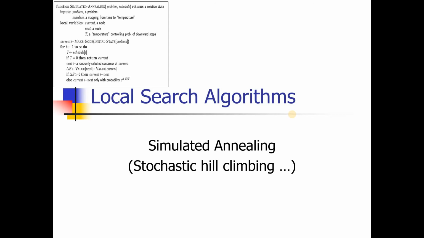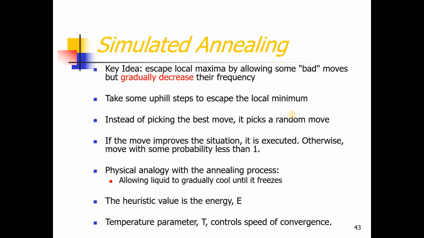For that purpose, we give a little bit of modification in hill climbing. This modification we call stochastic hill climbing. Stochastic, you know, means it's the opposite of deterministic. So stochastic means randomness. So random hill climbing is also called simulated annealing. The key idea is that you escape the local maximum by allowing some bad moves but gradually decreasing the frequency of bad moves.